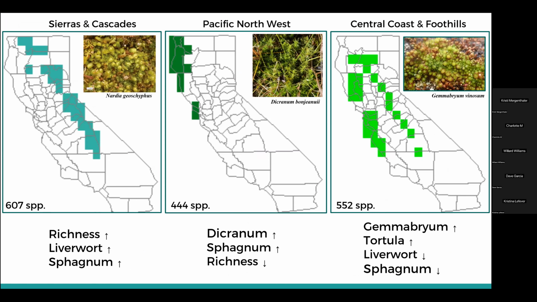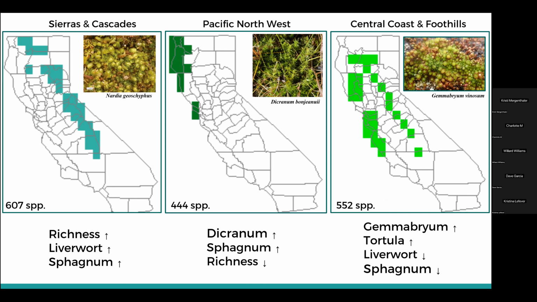Now the last three here, starting with the Sierra Nevada and Cascade ranges. So this is the region that has the highest species richness, with 607 species represented in this region. So instead of using pie charts for this area, it's a little more helpful to look at just general trends within the data set. So of course, the higher richness pulls this region out in part. There's definitely a high richness of liverworts here and a high richness of sphagnum species here relative to the other regions, including endemic species like Nardia geoscyphus.